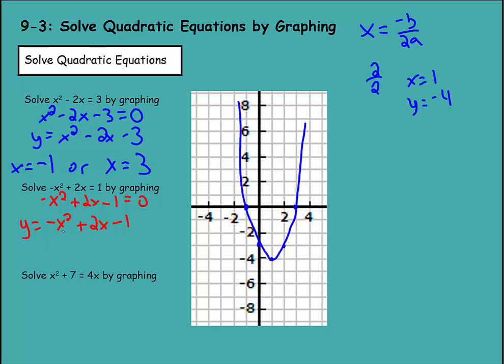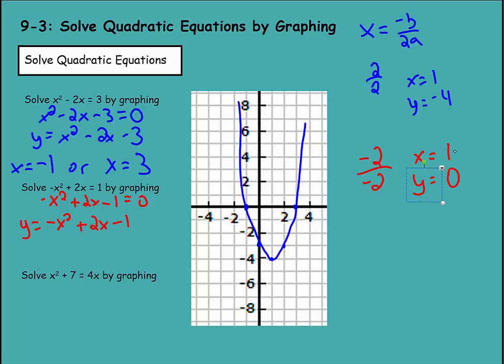We could find the vertex of x by using this formula, so negative b, so that's negative 2, over 2 times a, which is negative 1, so 2 times negative 1 is also negative 2. Negative 2 divided by negative 2 is positive 1. So the vertex is located at positive 1. What's the y value for the vertex? Let's plug in this positive 1. So 1 squared is 1, negative 1 then, plus 2 is positive 1, minus 1 equals 0. Interesting.